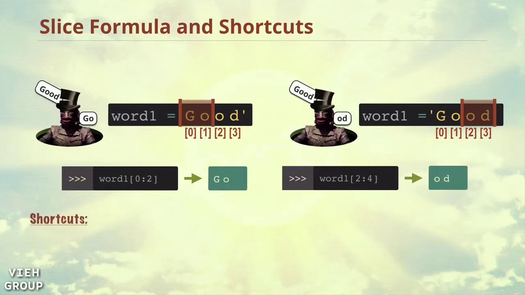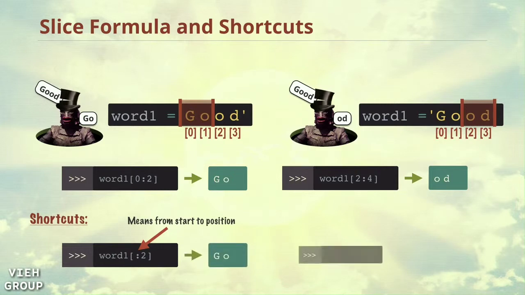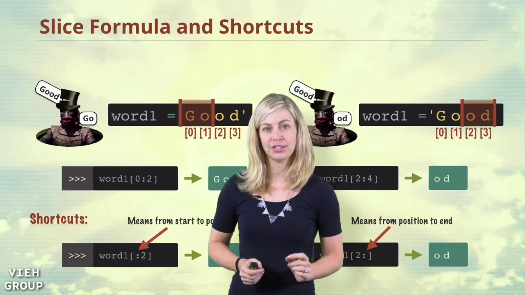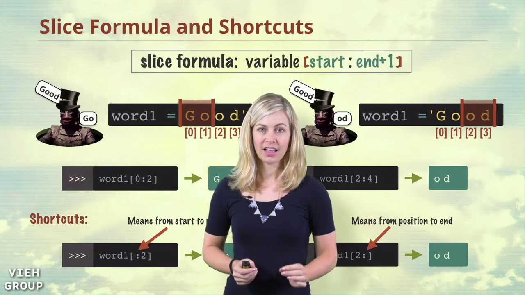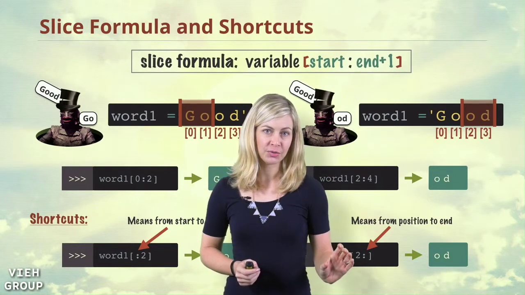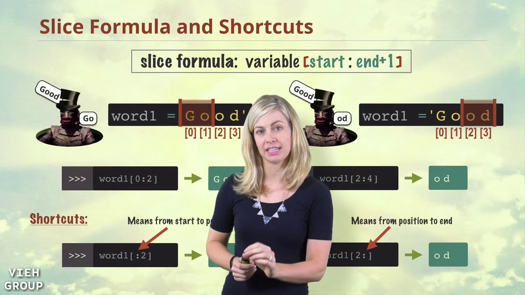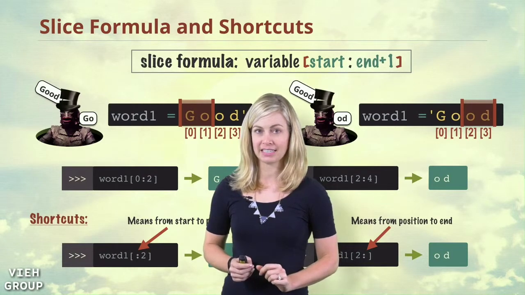There are some shortcuts we can use here. We can leave the beginning 0 out altogether, and that means start at the beginning, and we can leave the end out altogether, and that means go to the end. There's a formula you can use to figure out what numbers to put into your slice. The index of the first character you want, colon, the index of the last character you want, plus 1. If you use that formula, you'll always get a perfect slice.